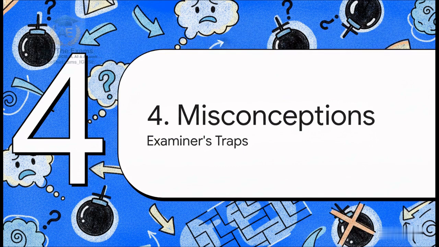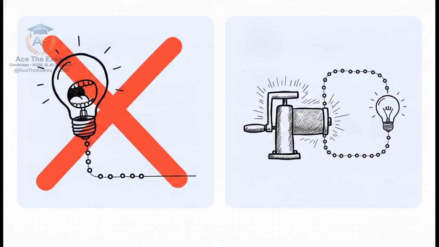Section 4, Bypassing Common Misconceptions. We need to avoid the examiner's traps. Examiners explicitly love to use these misconceptions as traps, especially in the multiple choice section. Here is a classic one.